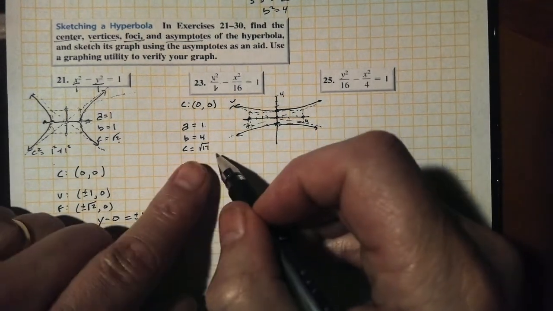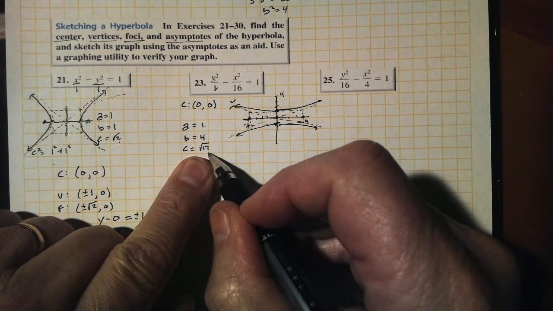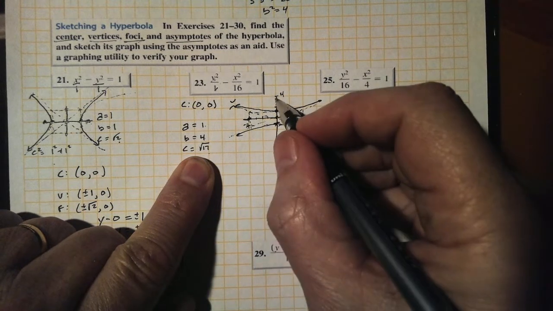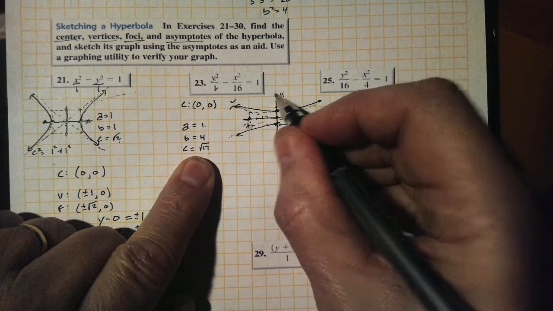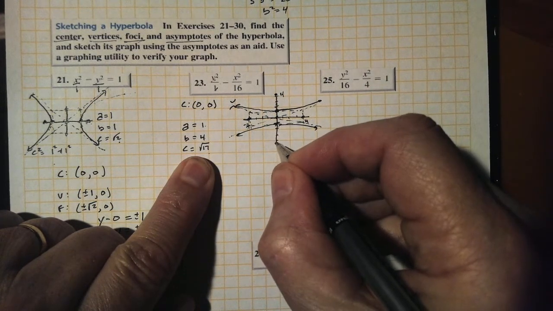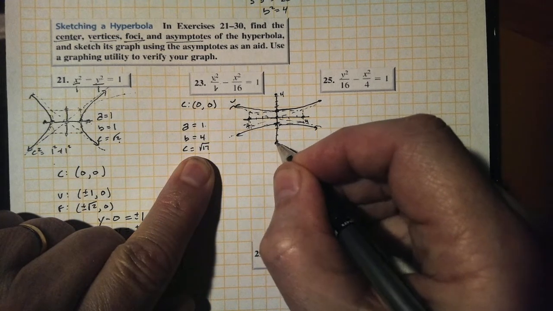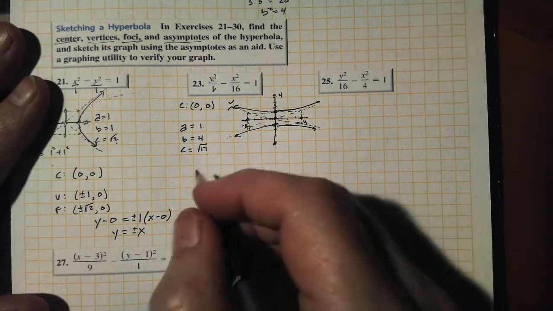And then square root of 17 is just a little bit more than 4. So up 4, just a tiny bit more than 4 is where our asymptotes are. 1, 2, 3, 4. Not our asymptotes, excuse me, our foci. Okay, so let's go ahead and name these things.